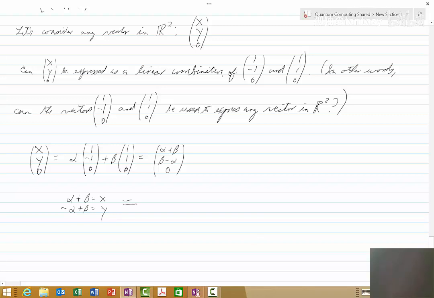And if you look at that for a moment, you see that that would imply, if you add these two equations together, that beta would be equal to x plus y over 2. And then if you substitute that expression for beta into this, and work with that, you'll see that alpha is equal to, let's see, x minus y over 2.